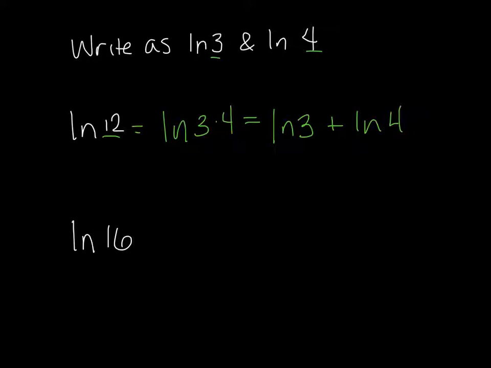Now, what about this bottom one where it says natural log of 16? Well, 3 has nothing to do with 16, but I do know that 4 squared gives me 16. And remember that rule that if we have an exponent, we can put that out in front. So now I have 2 times the natural log of 4, and technically I've written it as the natural log of 4. It's just got a times 2 in front.